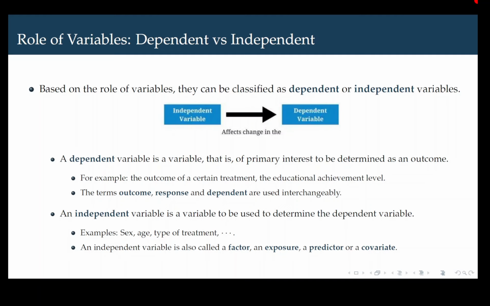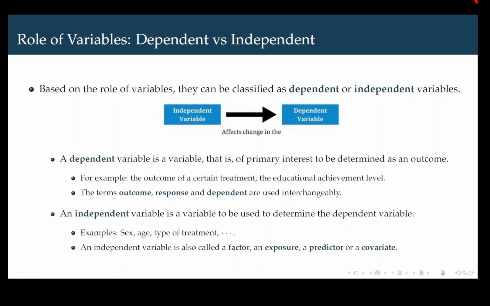And an independent variable is a variable to be used to determine the dependent variable. For example, sex, age, and type of treatment can be considered as independent variables. Usually, an independent variable is called a factor, an exposure, a predictor, or a covariate. Like the synonym terms for dependent, which are outcome and response, the synonym terms for independent variable are factor, exposure, predictor, and covariate. So we can use the terms factors, exposures, predictors, covariates, and independent variables interchangeably.